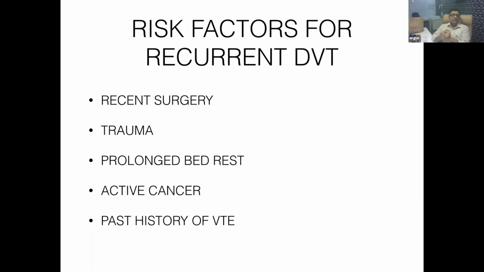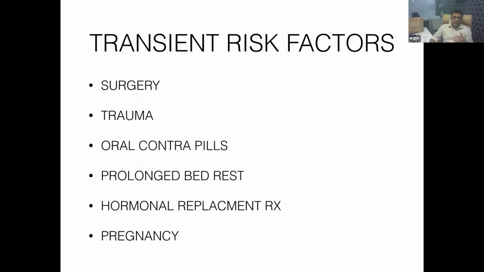Now we should look for what are the risk factors for recurrent DVT. As we all know, the bedridden patient is more prone to DVT. So recent surgery, trauma, prolonged bed rest, active cancer, past history of venous thromboembolism. Out of these factors, some are transient risk factors which remain for some time and then they go away. And some are permanent risk factors. If they persist, then you are at lifelong risk of deep vein thrombosis. So out of these, surgery, trauma, oral contraceptive pills, prolonged bed rest, hormonal replacement therapy, and pregnancy are the transient risk factors.